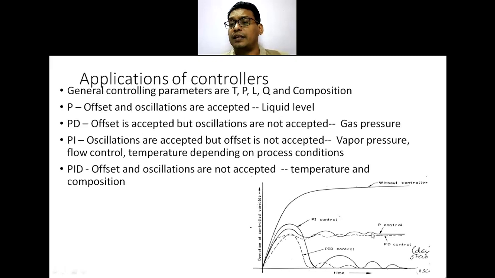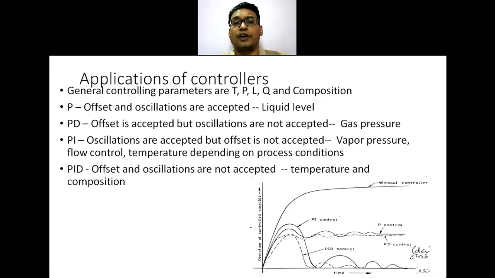That is what we can see in this graph. For the proportional controller, the offset exists with certain oscillations. Then for the PD controller, the oscillations are reduced, but the offset exists. In case of a proportional integral controller, the oscillations are there as well, and the offset is 0.